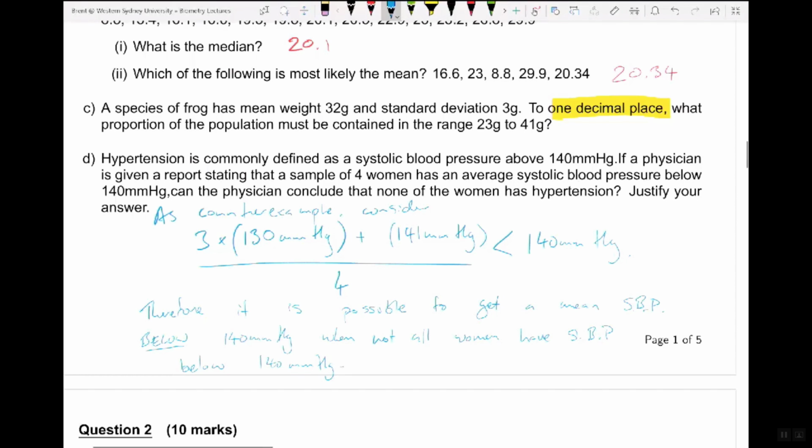The wording is up to you. Again, try and be specific to the question. I'm clearly answering no. The physician cannot conclude that none of the women has hypertension. And here's a particular counterexample. One woman technically has hypertension, but the average was still below that range. Okay? So they cannot conclude, simply because the average is below that value, that all 4 of them must be below that value. Okay? That's not the way means work. Any questions? All good?